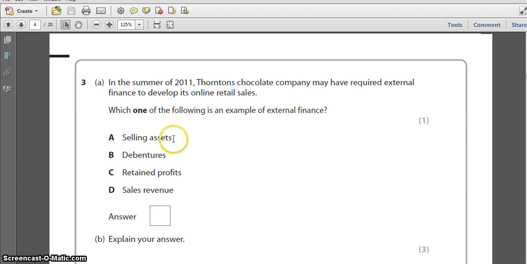The answer would not be selling of assets, because selling of assets is internal finance, because the business owns those assets which they then sell to someone else. Or you could say it would not be retained profit, because that is profit the company already owns, so it is their money. They are not looking outside of the company to get funding. So that's the answer to question 3.